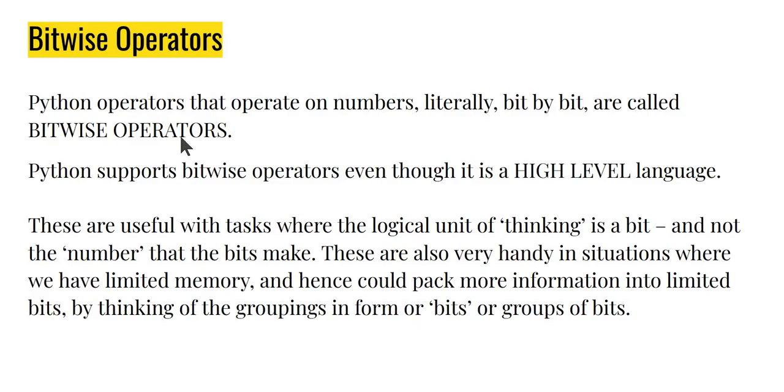Previously, we looked at binary numbers and counting with binary numbers. We also saw how to convert, say, between decimal numbers and binary numbers. Now, having done that background, it's time for us to move forward and look at what bitwise operators really mean. Well, bitwise operators are Python operators that operate on numbers, literally bit by bit, and hence the name.